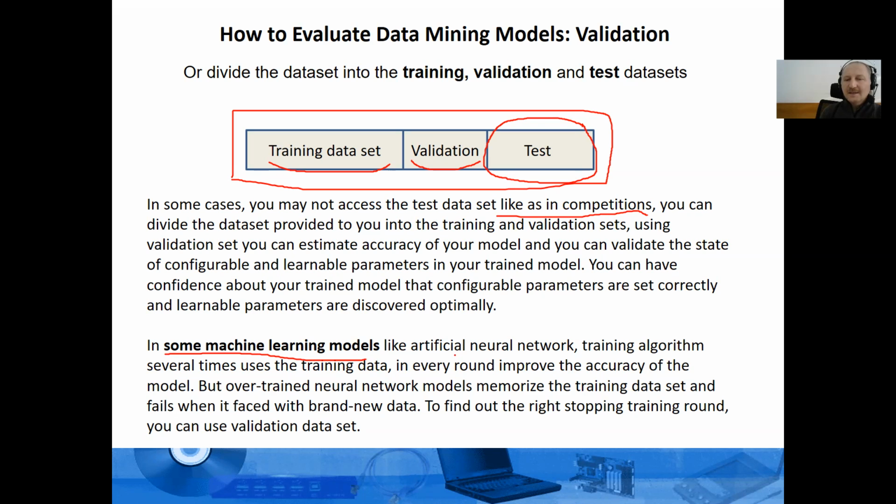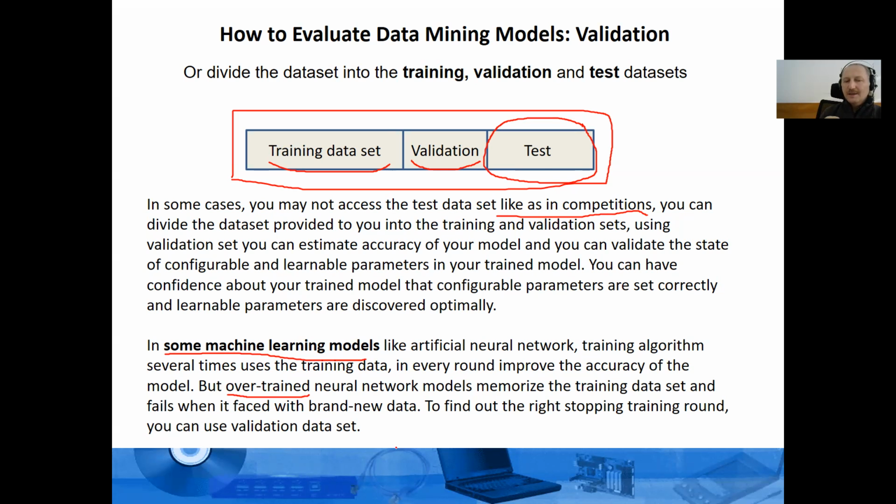But in that case, there's one problem. At the end, your neural network model can be overtrained. Overtrained means it is being trained for several rounds. Not like a decision tree, for example, where you give your training data to the model one time and then it makes the configuration one time. But the artificial neural network training algorithm uses a different system. It can make several rounds to train, and in every round, it can improve a little bit.